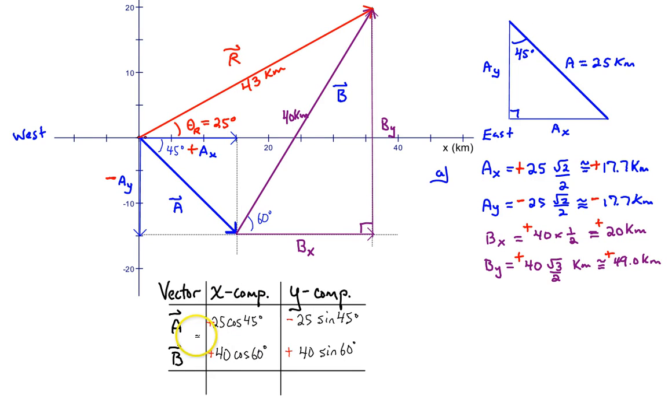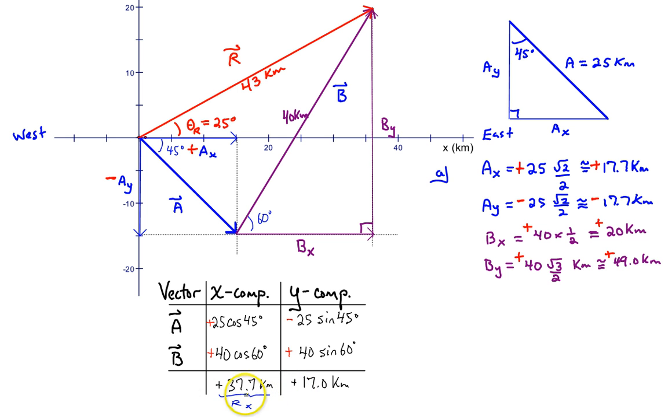Now you're going to find the total amount of the x components. So you're going to add this number, which is 17.7, plus this number, which is 20, and you're going to get an answer of 37.7 kilometers. And then we're going to add up the total y components, and we're going to have negative 17.7 plus 49, and this is going to give you an answer of roughly 17.0 kilometers. That's also positive.